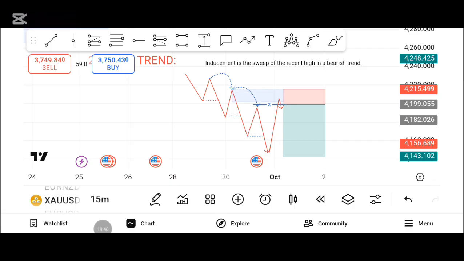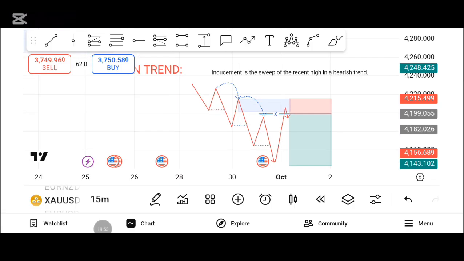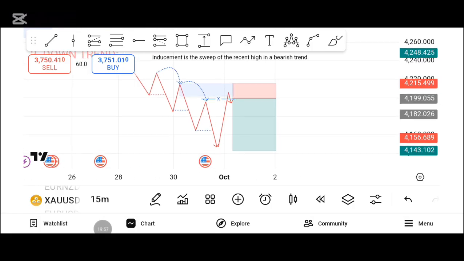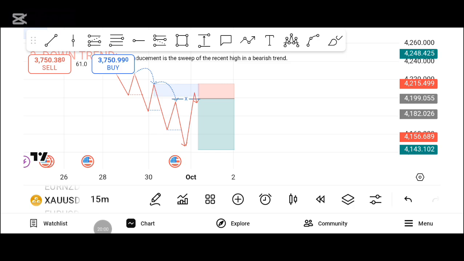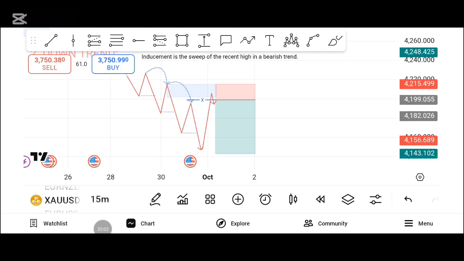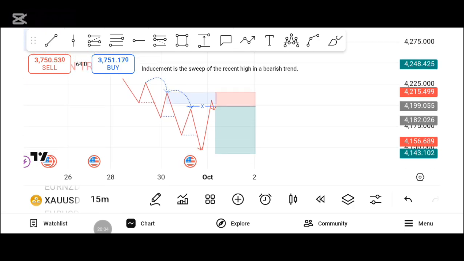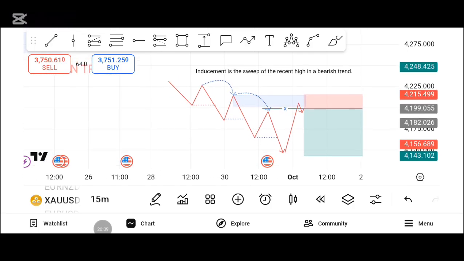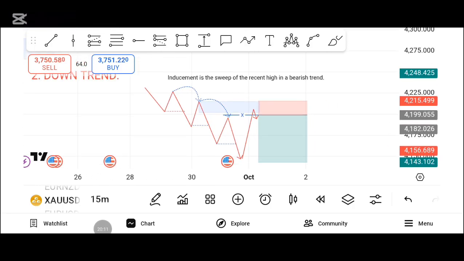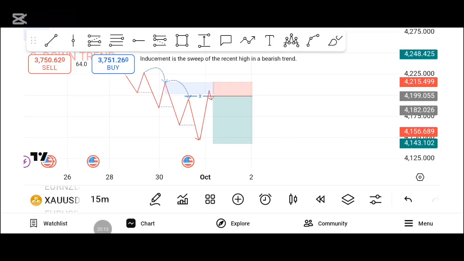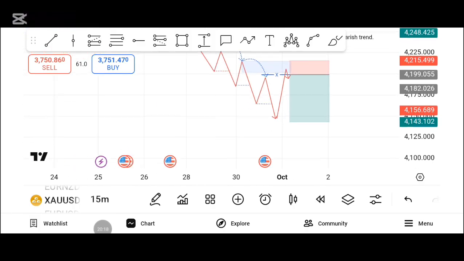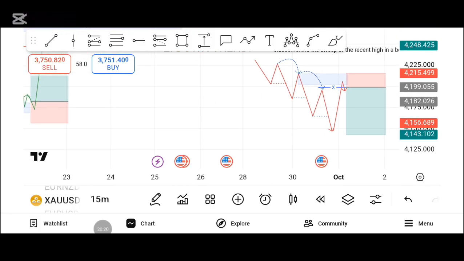I'm going to be going into this chart now, but I want you to understand the concept of inducement. Inducement acts as what fuels the movement of buyers and sellers in the market. So without inducement, you cannot buy.